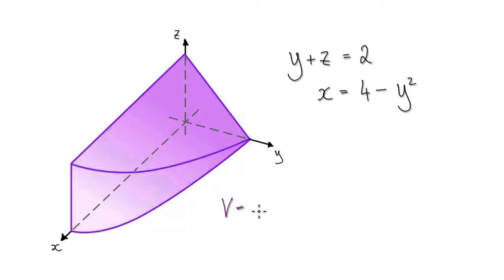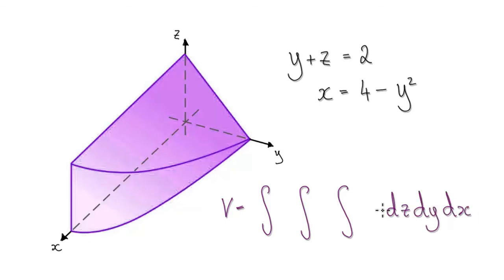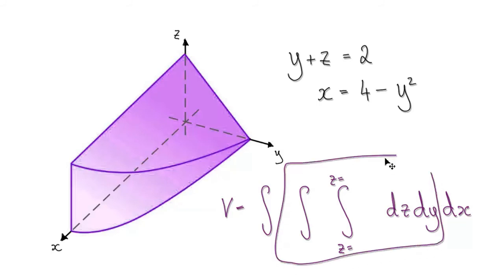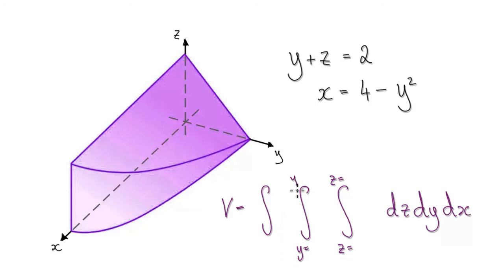So the volume is equal to the triple integral. Let's try dz first, and then dy, and then dx. Don't forget there's a 1 here, but we can't be bothered to put that 1 in there. So the inner integral would be z equals something, then the outer integral would be y equals something, and then the outer one would be x equals something.